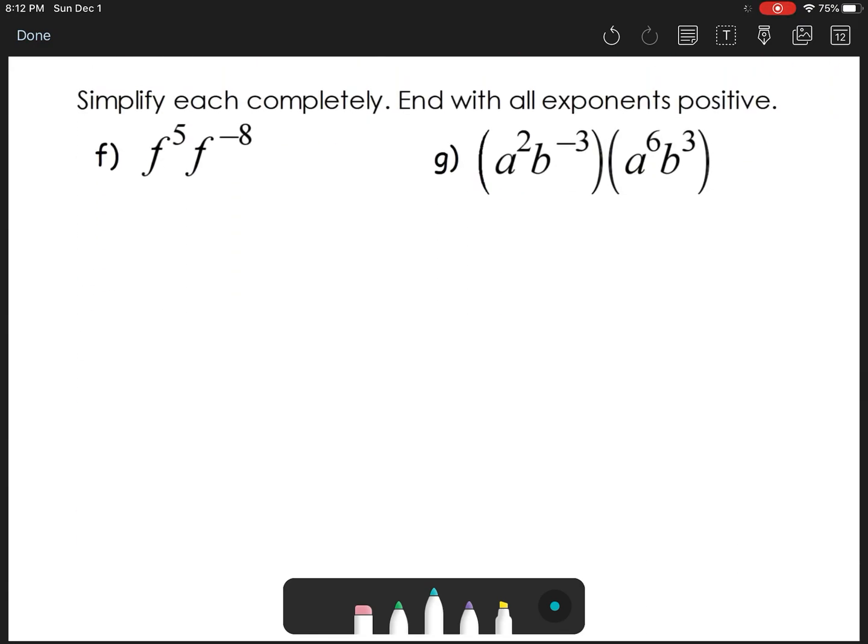Now it'd be a good time to pause and see if you can figure these out for yourself. Letter F, we have f to the 5th times f to the negative 8th. Notice that these have the same base, so we actually have to combine something to simplify these completely. So we can do this a couple different ways.